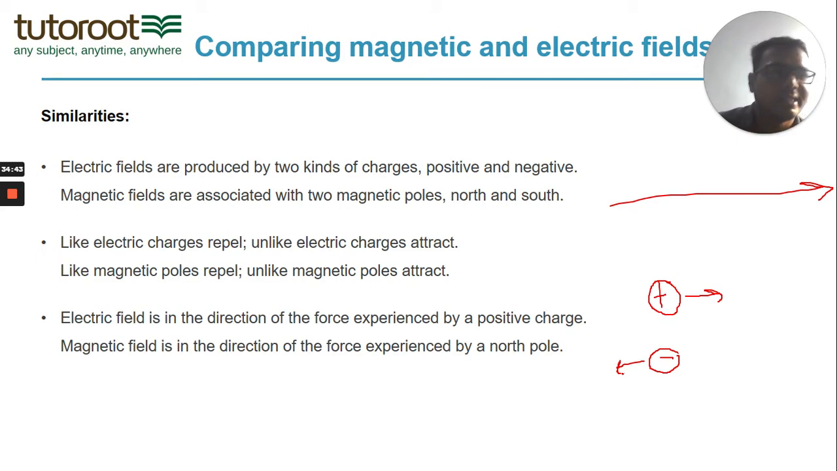Similarly, as we take a positive charge for defining the electric field line direction, we take only the north pole of a magnet to show the direction of the magnetic field. We see in which direction the north pole is moving. If the north pole of the compass needle is moving towards the right side, that means the magnetic field line is in the right direction.